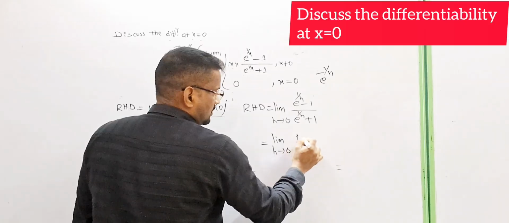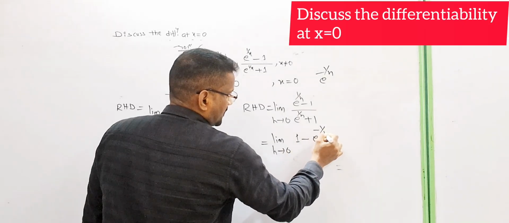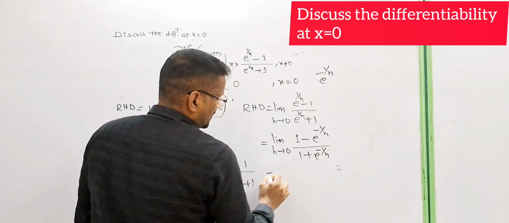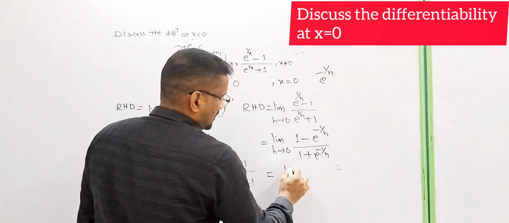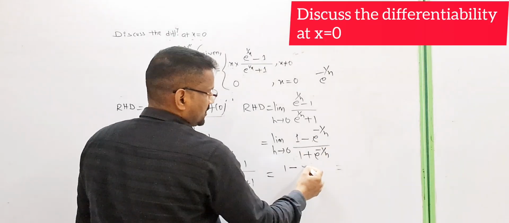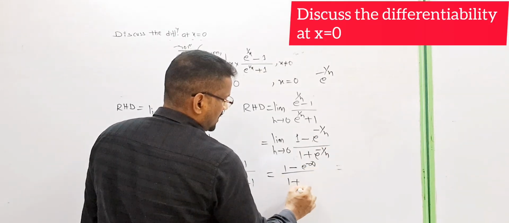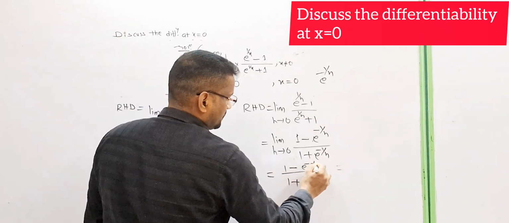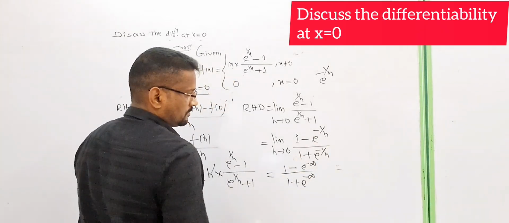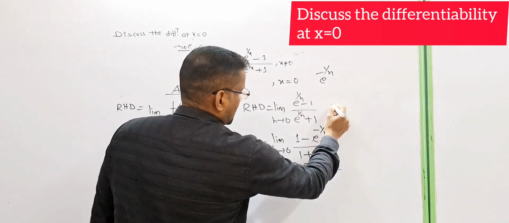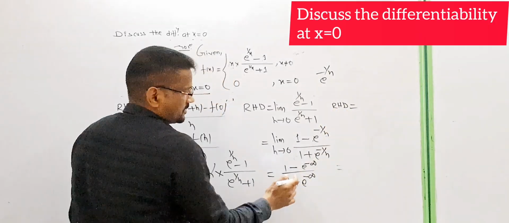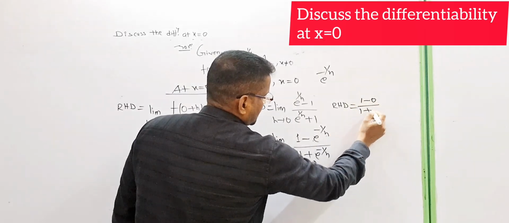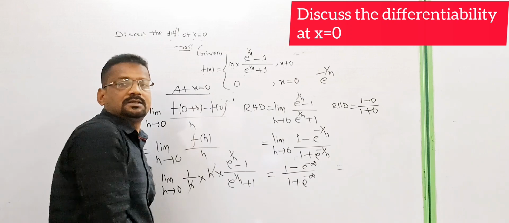Then here you will get 1 minus e to the power negative 1 by h, and here 1 plus e to the power negative 1 by h. Now you take the limit. That will be 1 minus e to the power minus infinity by 1 plus e to the power minus infinity, in either case minus infinity because 1 by 0 is infinity. And e to the power minus infinity is 0. So 1 minus 0 by 1 plus 0.